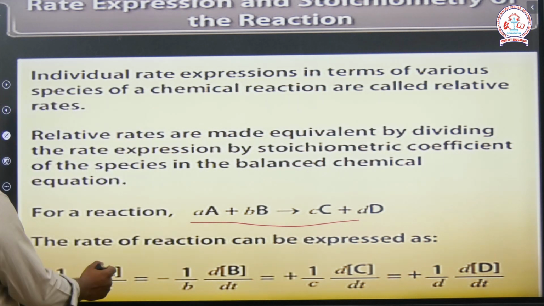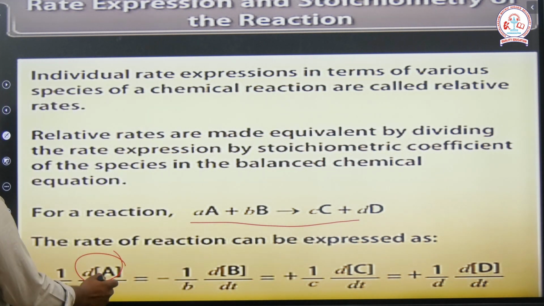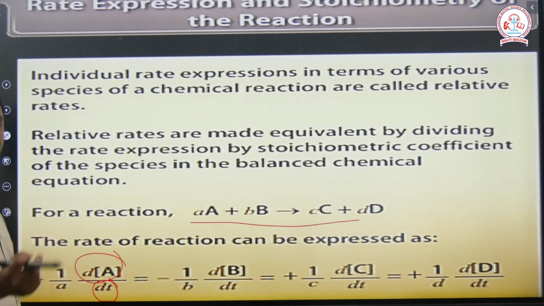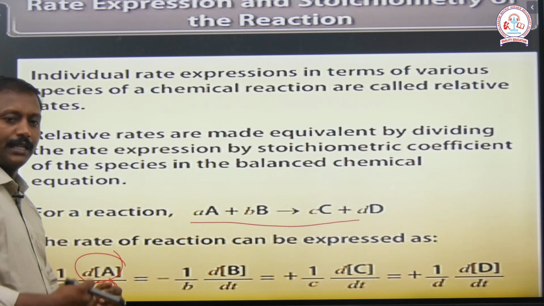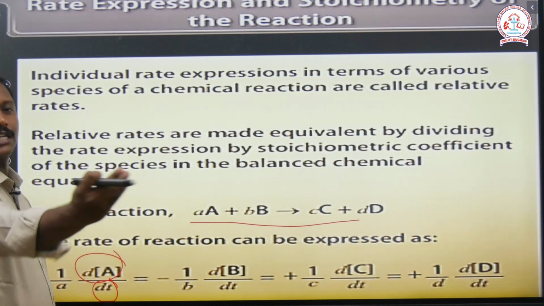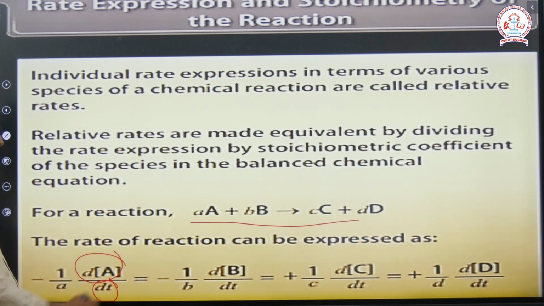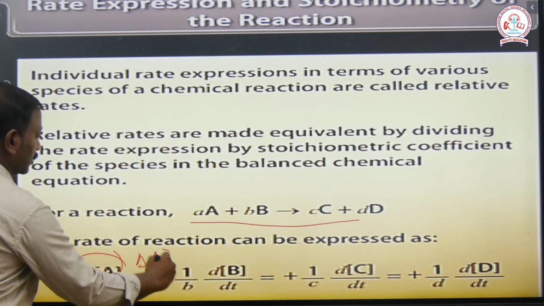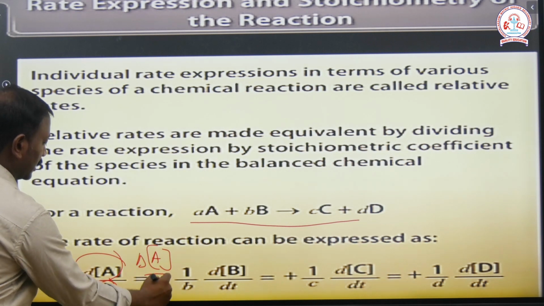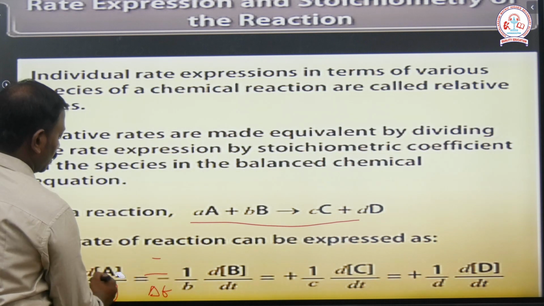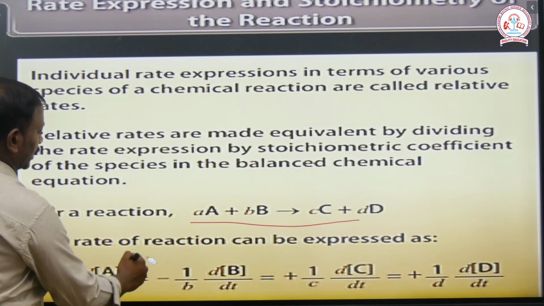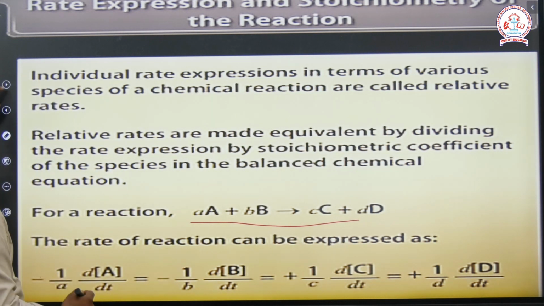So we write the minus dA by dt. dA is for a small change, a small deviation. For a larger change, we put delta A, the concentration part, divided by delta t. So this kind of question will be asked.